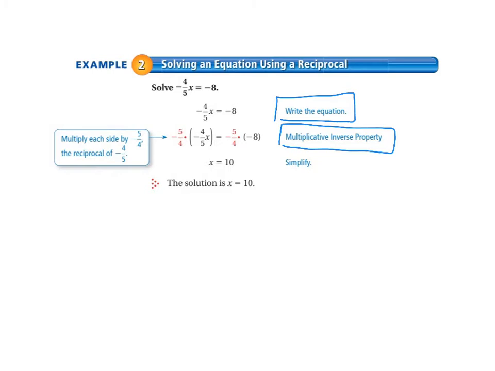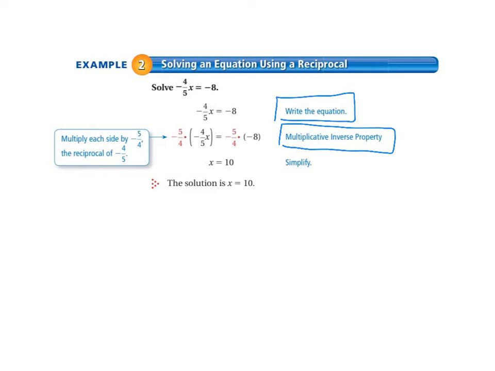Negative 4/5 x is, the negative 4/5 is multiplied by the x. So you want to divide both sides by negative 4/5. Well, that means that you're multiplying both sides by the reciprocal, negative 5/4. So it's exactly what you know about dividing fractions, which is you multiply by the reciprocal. So we multiply both sides by negative 5/4.